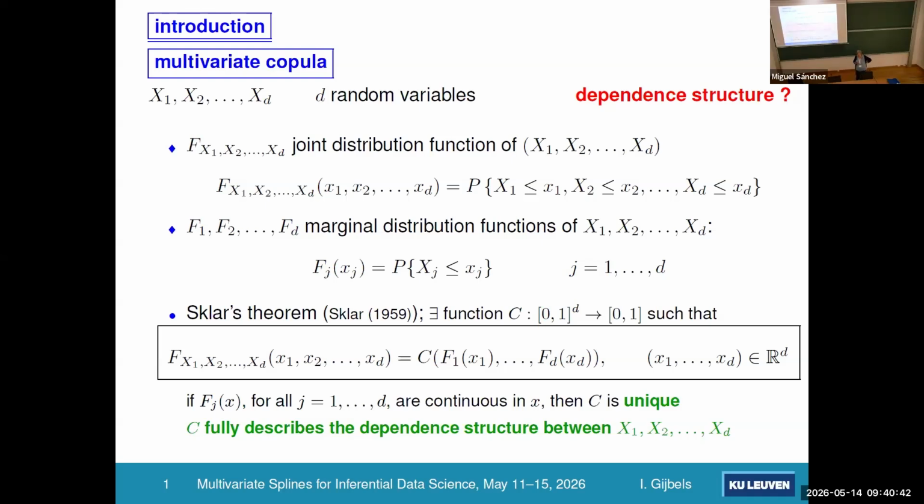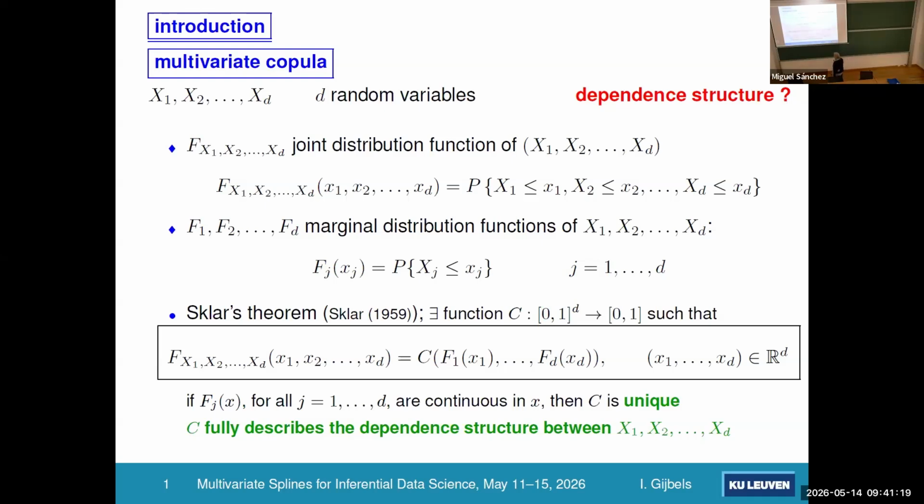Now, there is a very famous theorem, due to Sklar in 1959, that basically proves the following: there always exists a function C, which is defined on the D-dimensional hypercube and takes values in [0, 1], such that this function C couples the joint distribution function with the marginal distribution functions. And the word copula comes from the Latin, meaning this coupling.